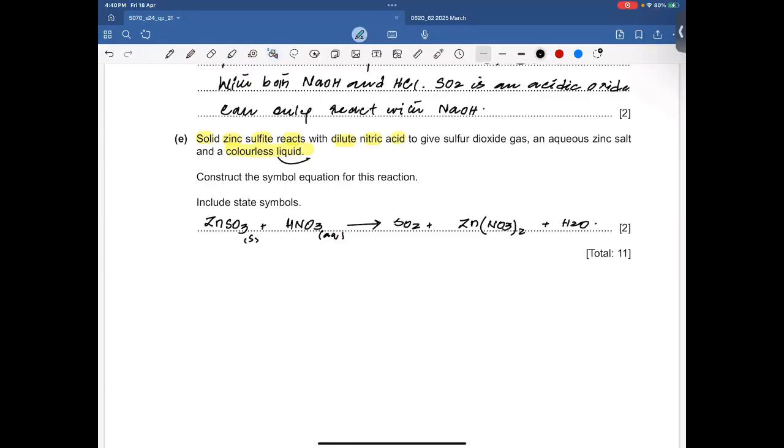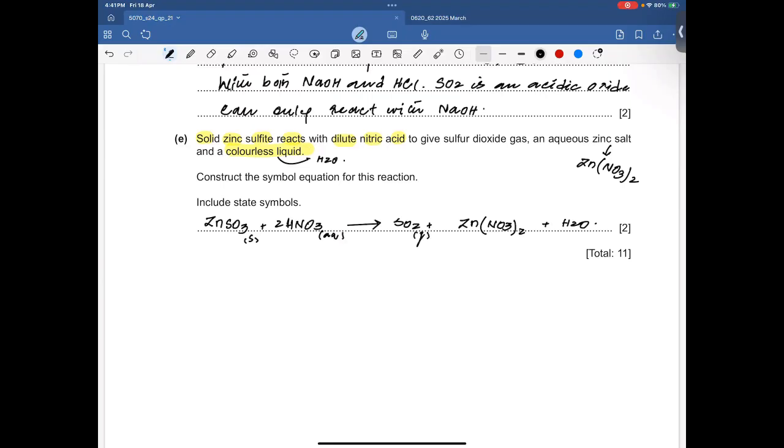So this shows water. This shows zinc nitrate, which is your salt. So I need to balance the equation. Obviously we have 2 nitrate here, put 2 here. I think it's balanced now. Counting the hydrogen and oxygen on both sides, it's a balanced chemical equation, guys.